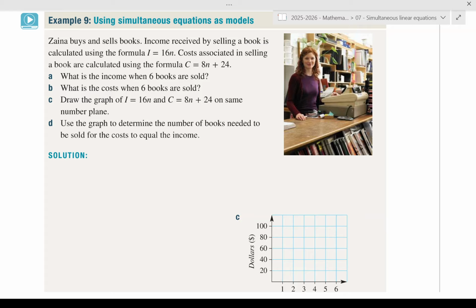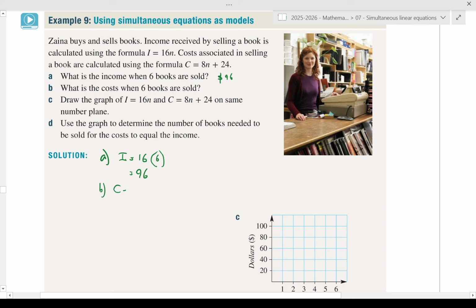So, Zaina buys and sells books. Income received by selling a book is calculated by the formula I equals 16n, and costs are C equals 8n plus 24. What is the income when 6 books are sold? Well, I, income, equals 16 times 6. So 16 times 6 will be 96. That will be our answer. Our income is $96.